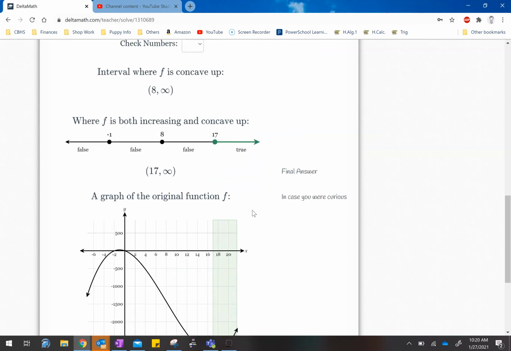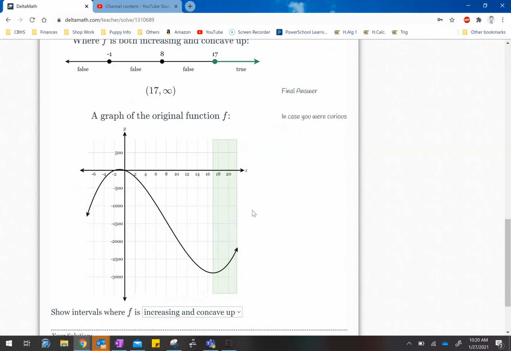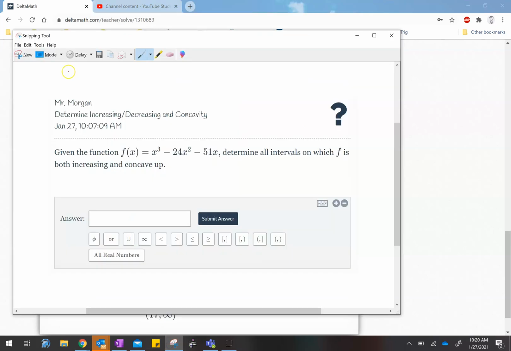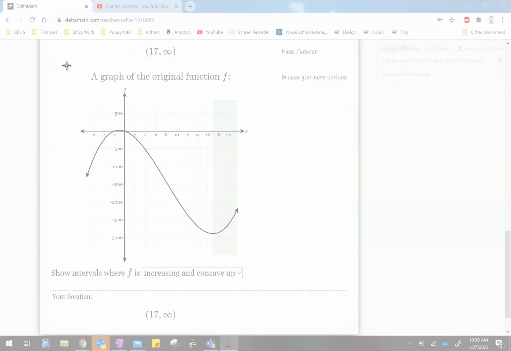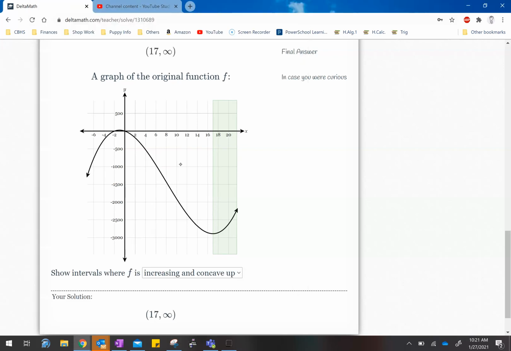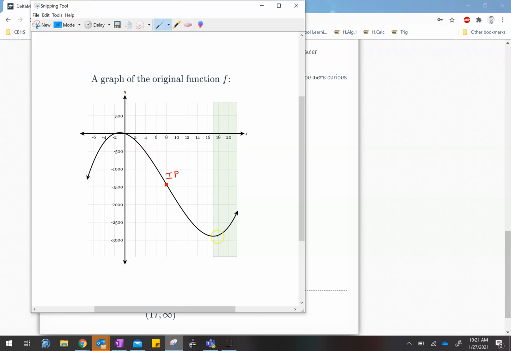And then, of course, they're going to walk you through everything that we just talked about. And there's our final answer. My last comment would be just looking at the graph of this cubic function's curve: we can very easily tell where it's going up from left to right and where it's concave up. In the middle right here is what's called an inflection point. That's where the function changed in its concavity. Down here is where we have the critical point. And so we can tell that it's concave up and increasing only over here from 17 to the right.